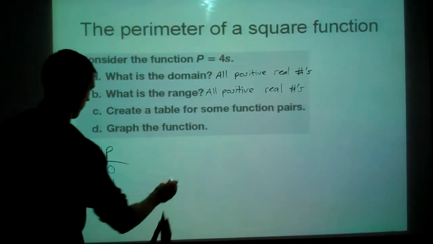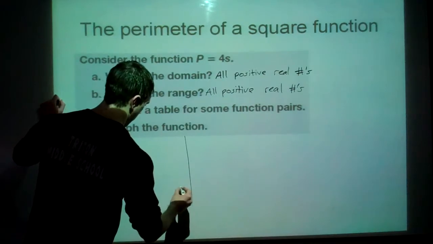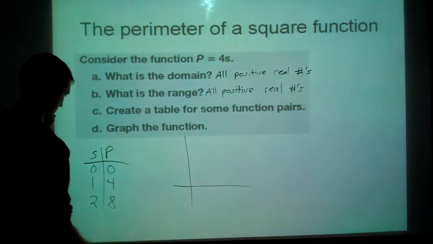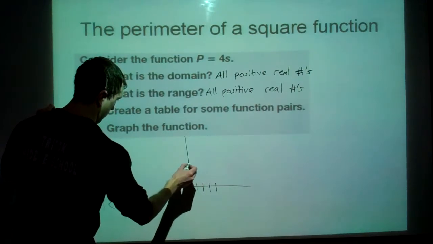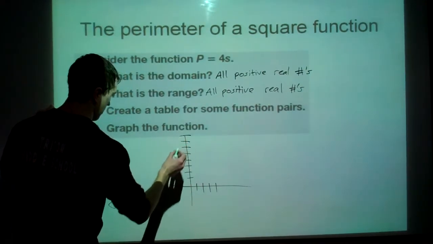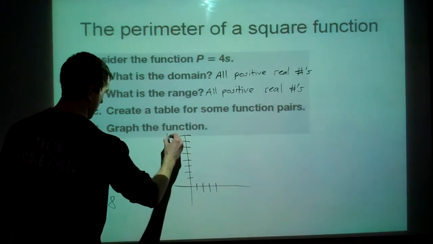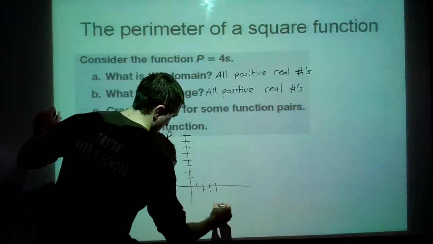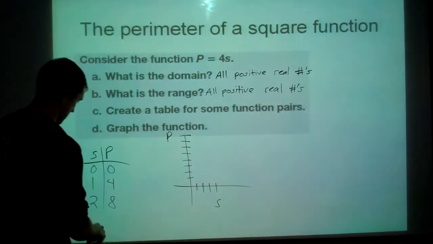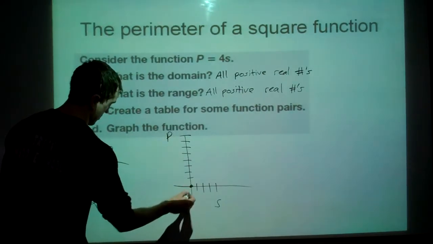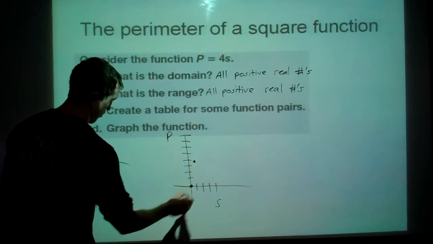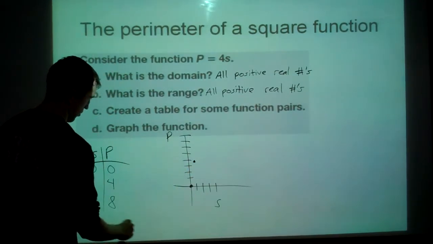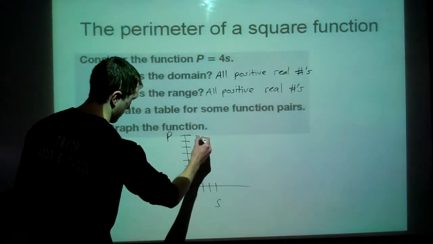Okay? Now if we graph that real quick, and we've graphed this before, we'll go 1, 2, 3, 4, 1, 2, 3, 4, 5, 6, 7. Alright, this would be perimeter, this would be side length, okay? If it's 0, perimeter is 0. If the side length is 1, it's a perimeter of 4. If the side length is 2, you get a perimeter of 8.